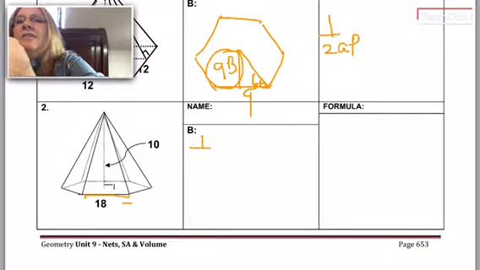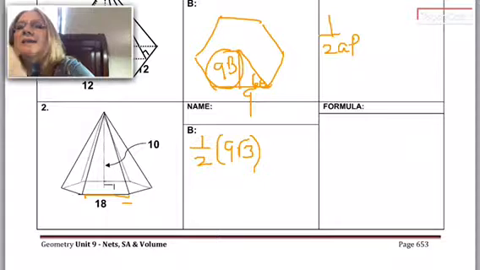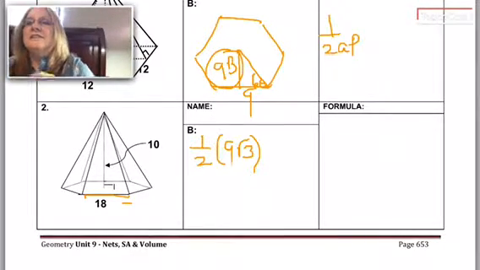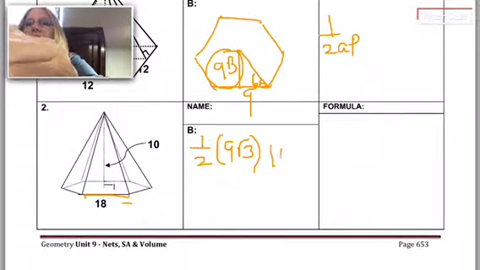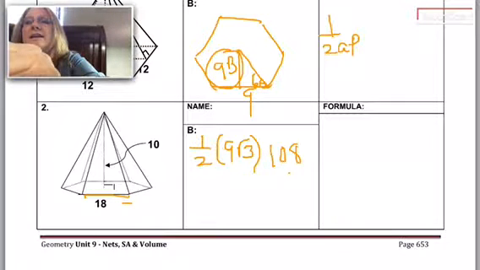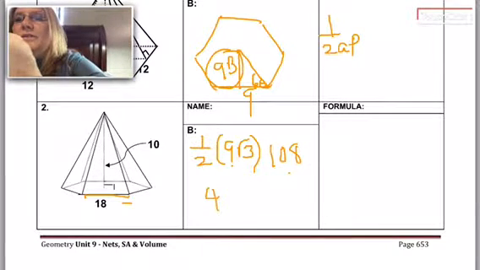So this is 1/2 9 to the square root of 3 times the perimeter, which they don't give us. Each side is 18, but there's 6 sides. So 18 times 6 is 108. So we're going to multiply 108 times 9 divided by 2. And we're going to get 486 to the square root of 3.